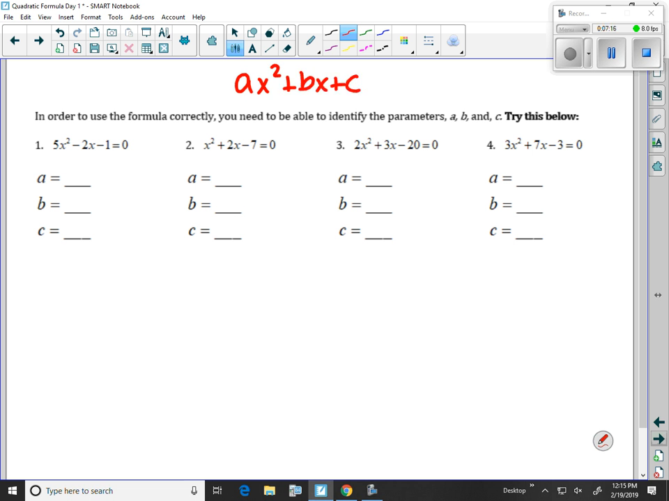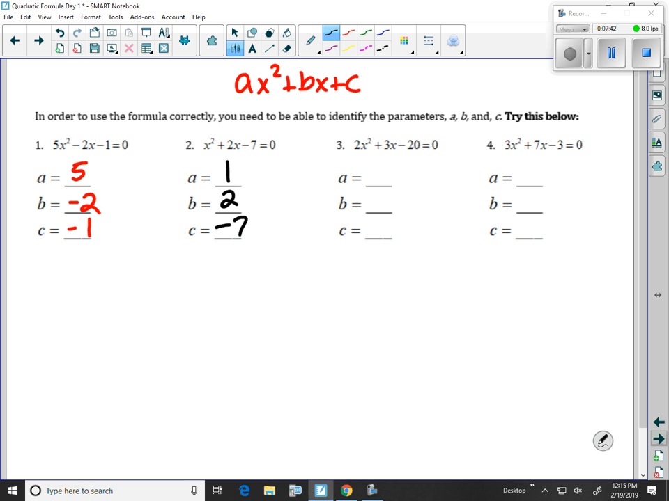Does A have an X in it? Yes. Okay? You will never include the X's, right? Only the number. So in this case, A is 5. What's B? -2. Make sure you bring those signs with them. And then C? -1. Okay, and number 2, what is A? 1, B? 2, C? -7.